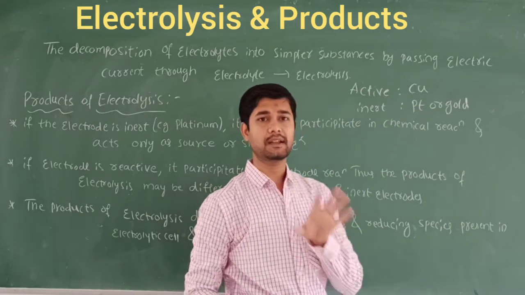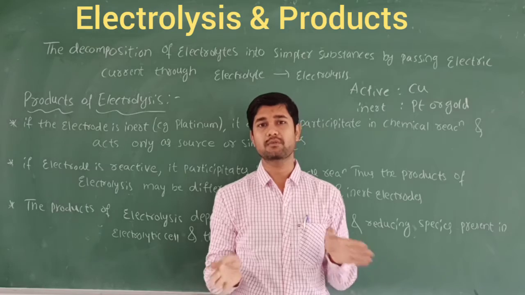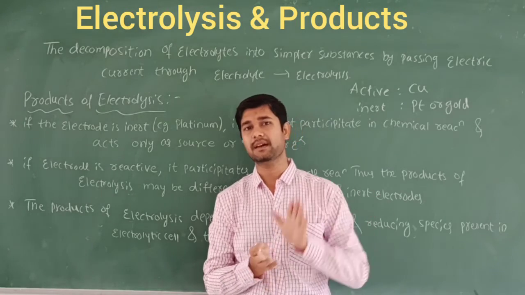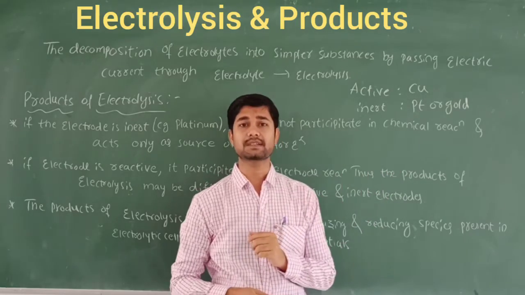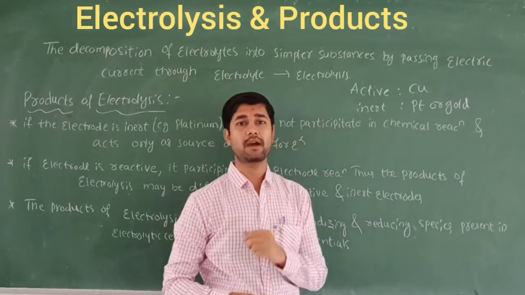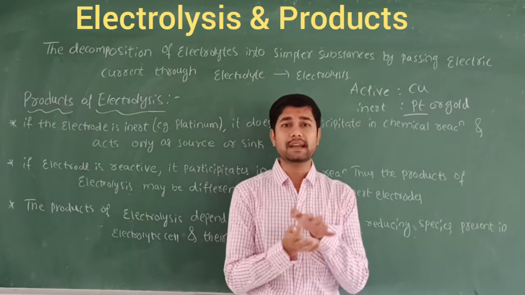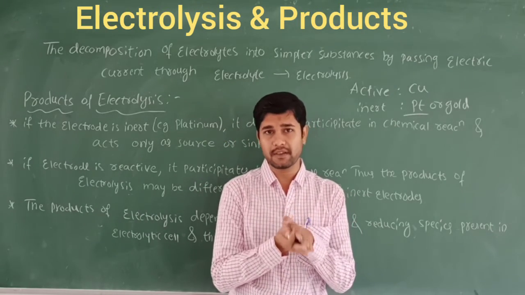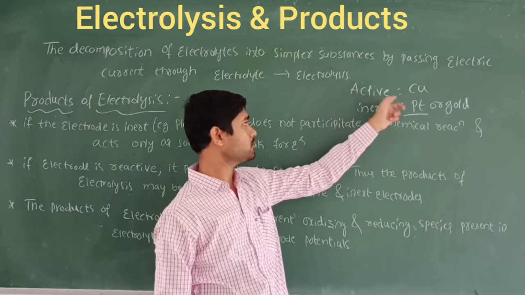Inert electrodes do not participate in the chemical reactions. They only act as part of the electrochemical cell. You have seen this in the SHE, the standard hydrogen electrode. There we use platinum metal, which acts as a source to carry out the chemical reaction. That's why they are called inert electrodes.